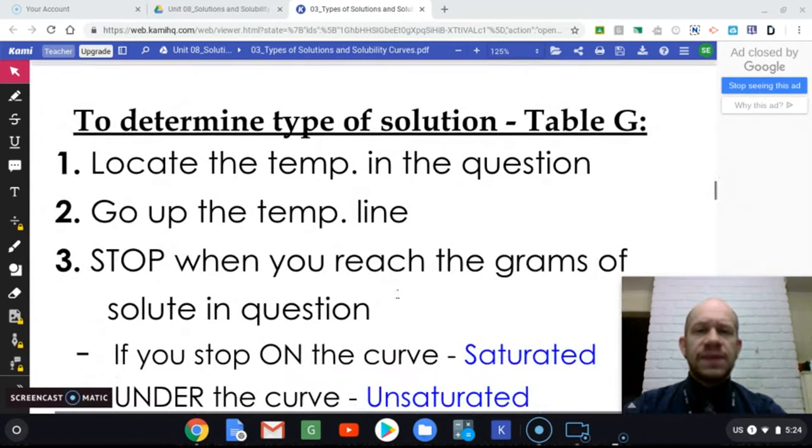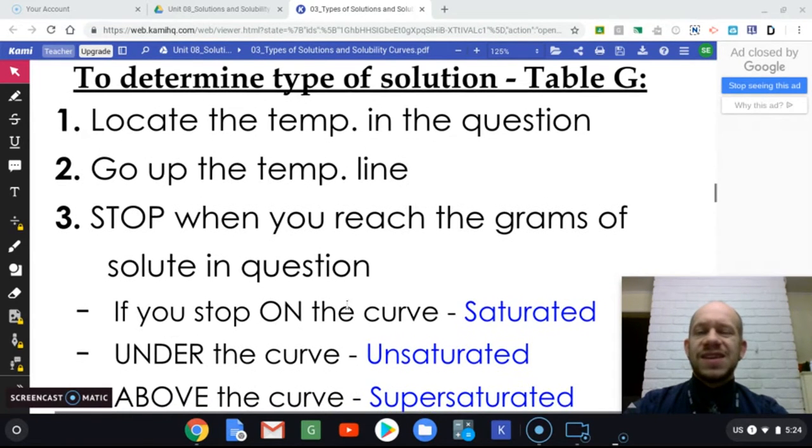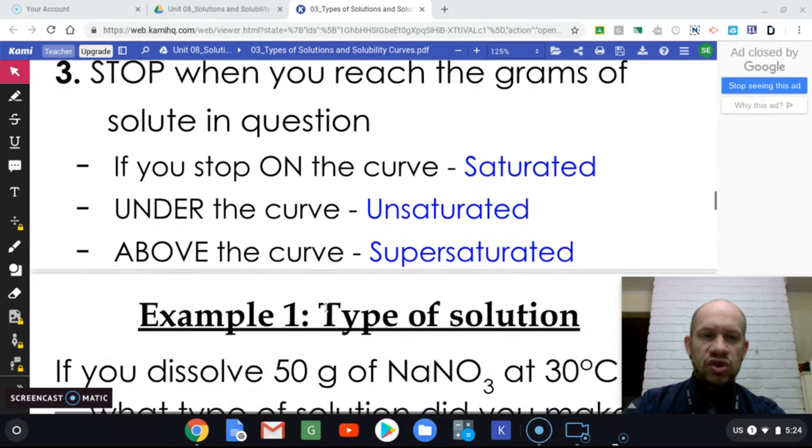To determine the type of solution on Table G, you are going to first locate the temperature in the question. The question will give you a temperature. On that temperature, you're going to go up the temperature line, and you're going to stop when you reach the grams of solute in the question. If you stop on the curve, you have a saturated solution. If you stop under the curve, you have an unsaturated solution. And if you stop above the curve, you have a supersaturated solution.